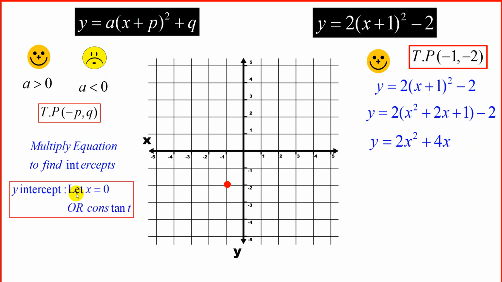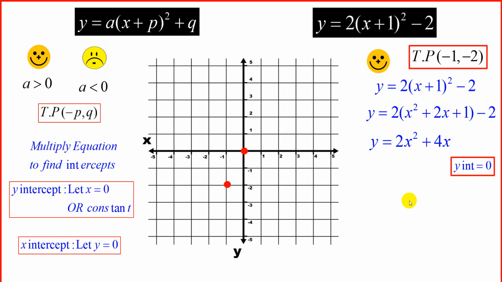To find our y-intercept, we let x to be 0. So if we let x to be 0 and we substitute 0 in here, we'll get the y-intercept to be 0, or the constant here is 0. The x-intercept, we're going to let y equal to 0. Before we move on, the y-intercept is 0, and that is a point at the origin. So to find the x-intercept, we're going to let y to be equal to 0.